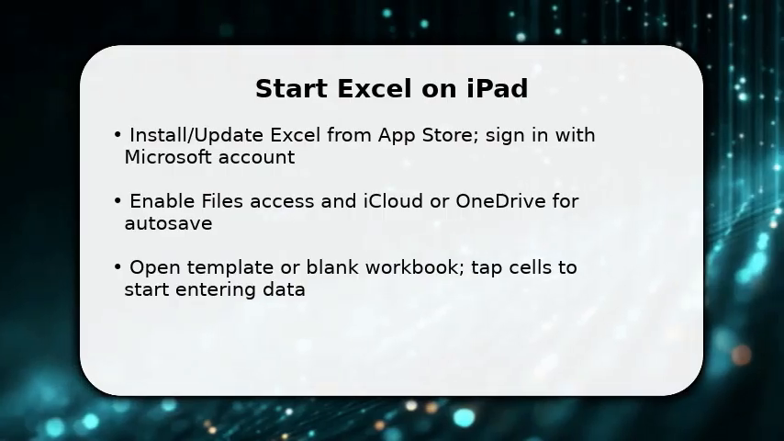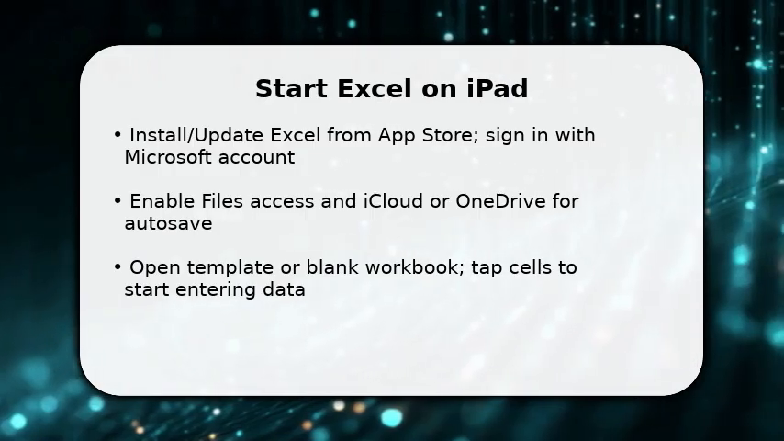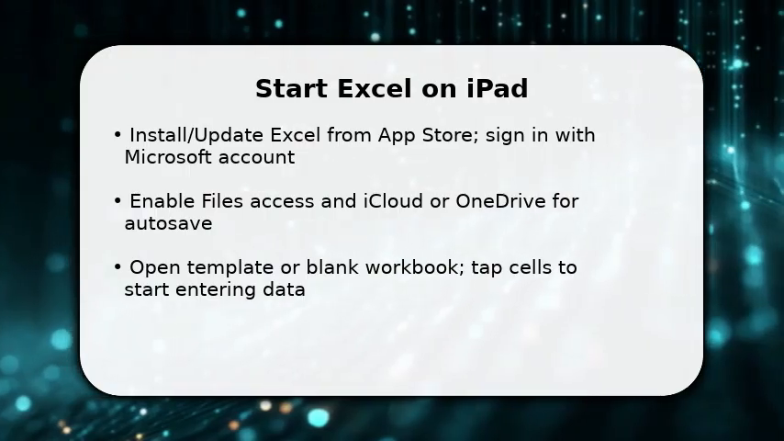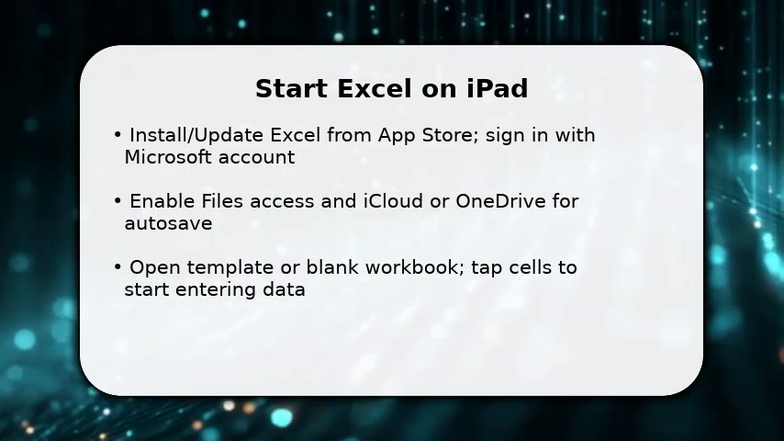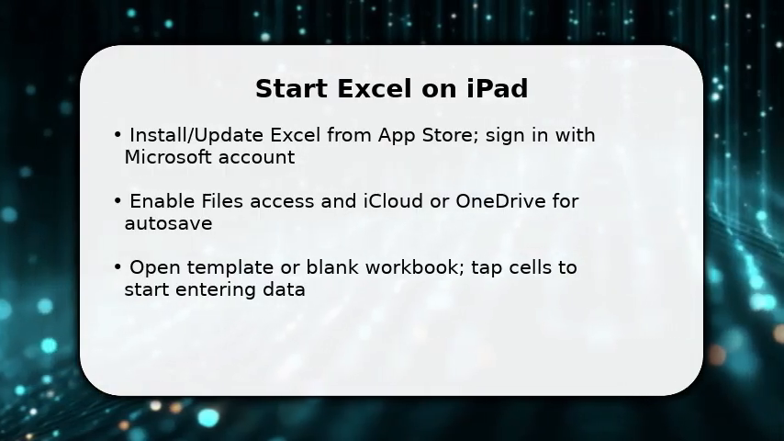You begin by opening Excel and signing in so your files sync. Tap a template or blank workbook and place the cursor in a cell to start typing. This is faster than pre-formatting. Once done, make sure file permissions and cloud storage are enabled so autosave works.